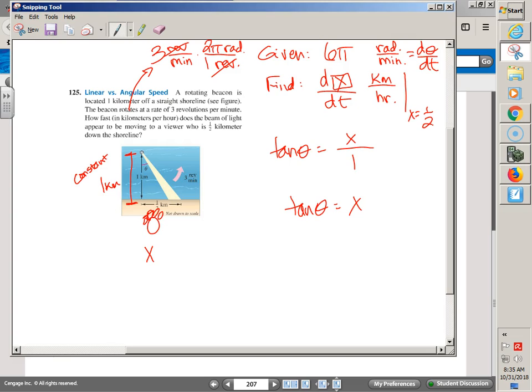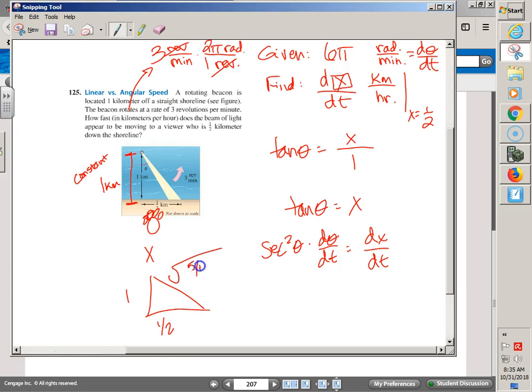My hint to you guys is when you get down here to secant squared d theta/dt equals dx/dt, you're going to need things. But what you do have is a triangle with an opposite and an adjacent, and you can do the Pythagorean theorem to get the hypotenuse. So 1 squared is 1, 1/2 squared is 1/4, 1 plus 1/4 is 5/4. So remember, don't get tricked by the trig notation.